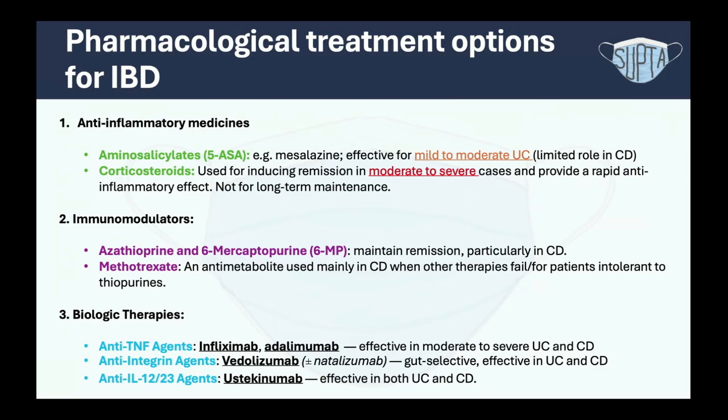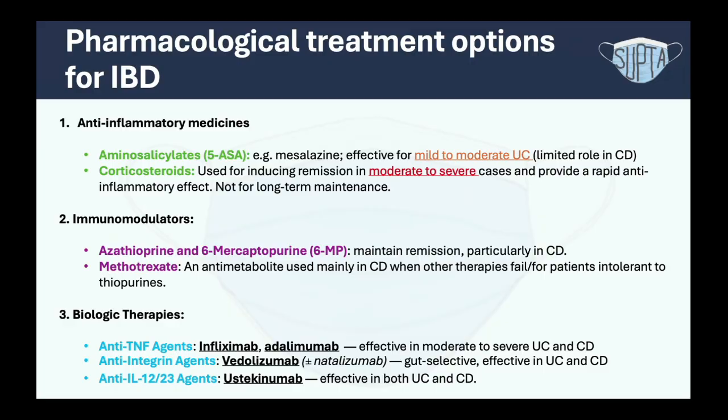Corticosteroids are also often given to induce remission in moderate to severe flares of both ulcerative colitis and Crohn's disease, and they provide a rapid anti-inflammatory effect by suppressing the immune system broadly. However, they are not for long-term maintenance because of their significant side effects.